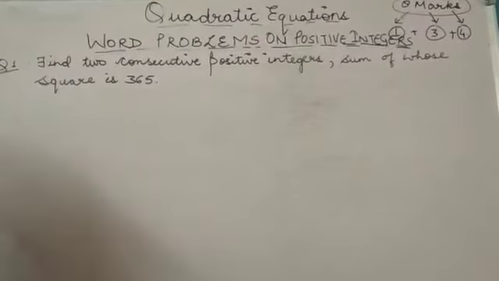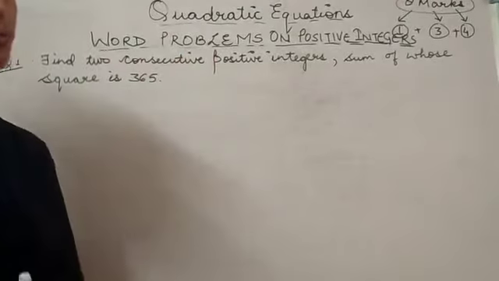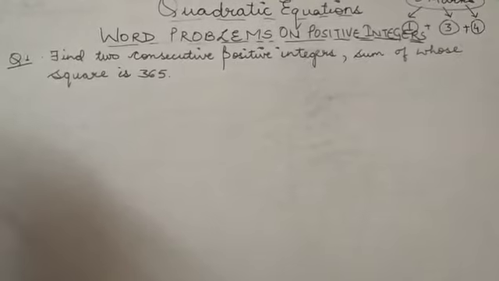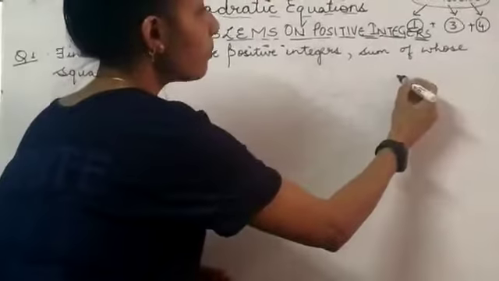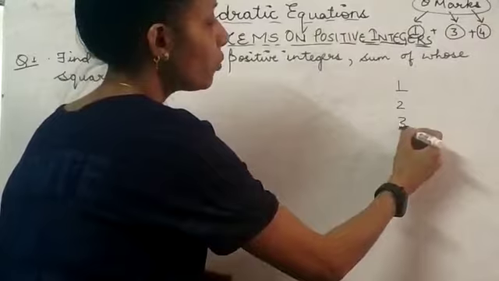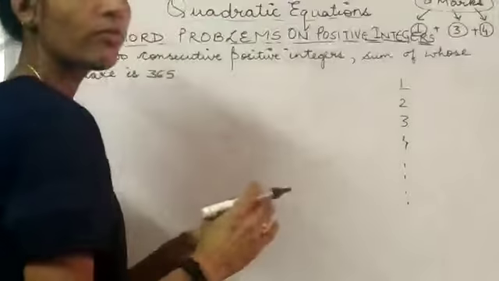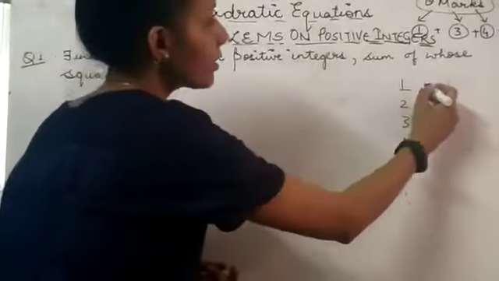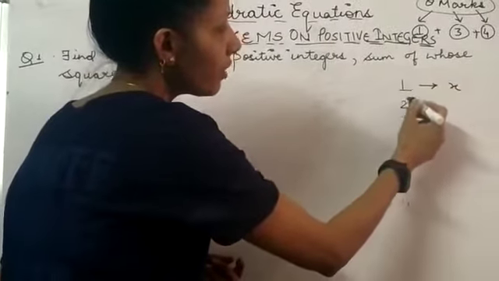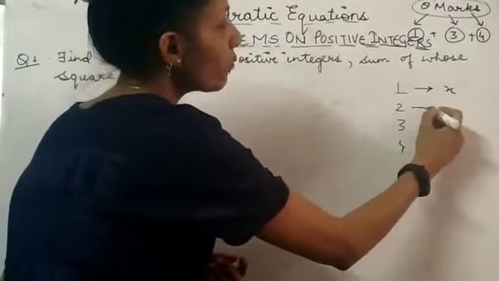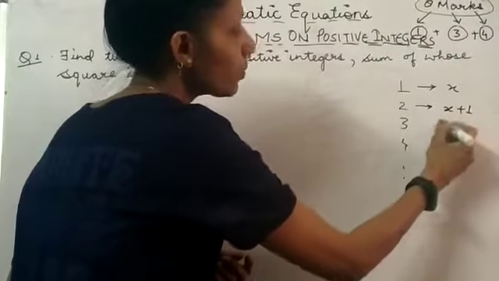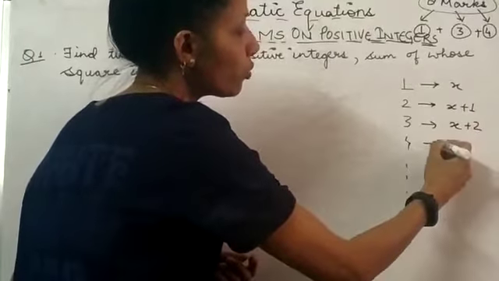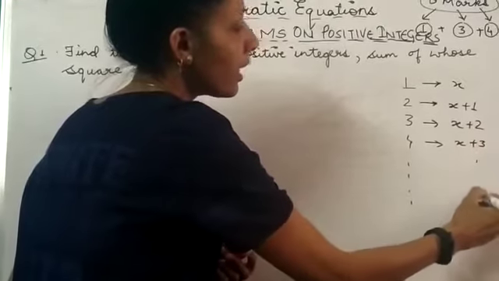Today we are going to discuss important word problems on positive integers. But before starting with the question, let me explain a thing. We write the counting numbers as 1, 2, 3, 4 and so on. If you want to represent these numbers in algebraic form, say this is your x, then everywhere you are adding 1 to it. So for the next you will have x plus 1, for the next again plus 1, so it will be x plus 2, then x plus 3 and so on.